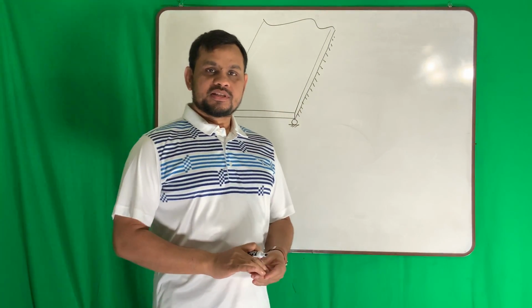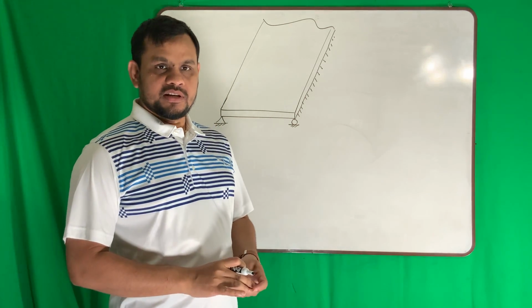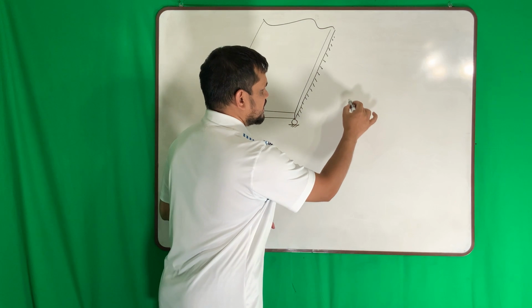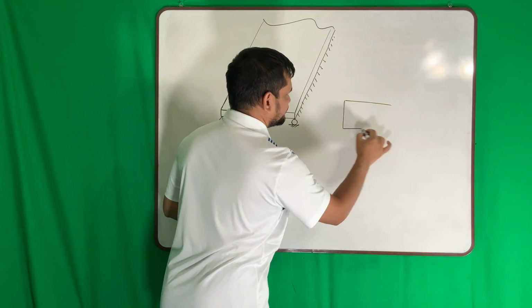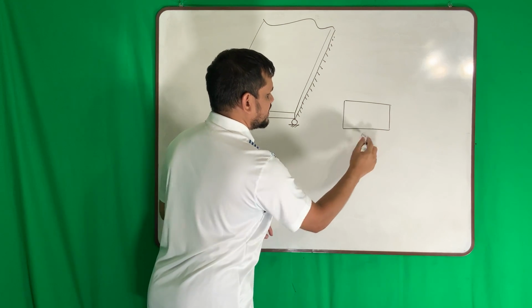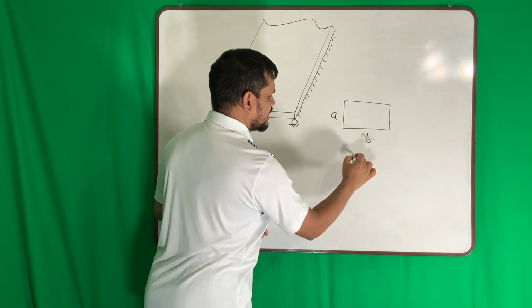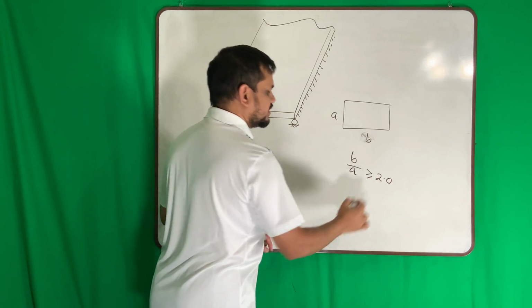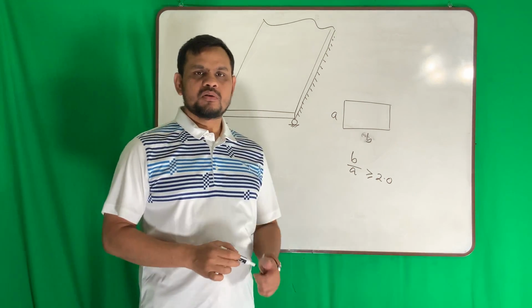This time I will discuss one-way slab design. One-way slab. Now, what is a one-way slab? Say there is a slab. If one side is A and the other side is B, and the ratio B by A is equal to or greater than 2, it is called a one-way slab.